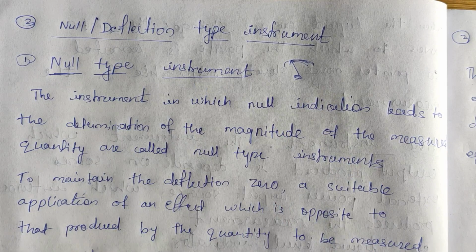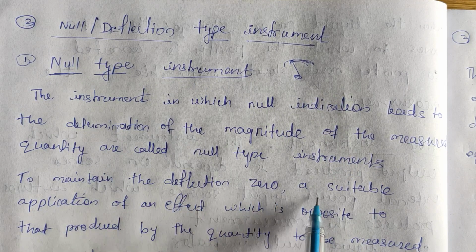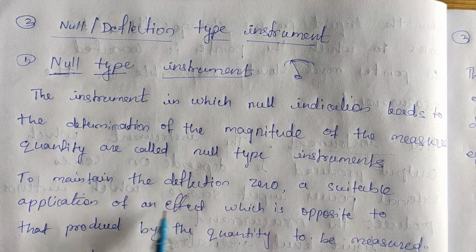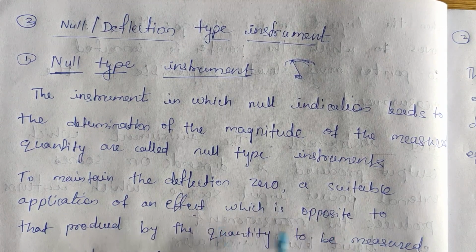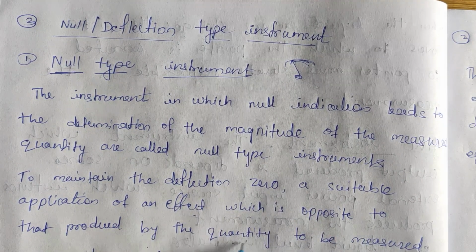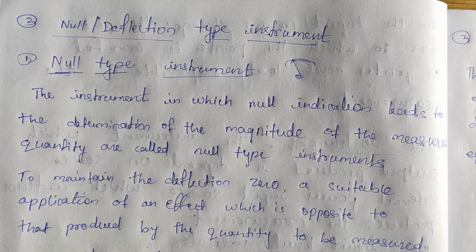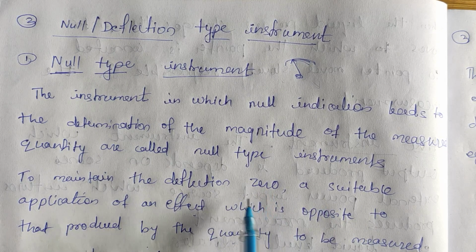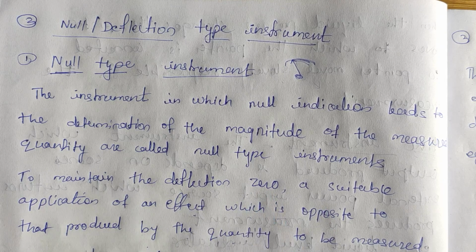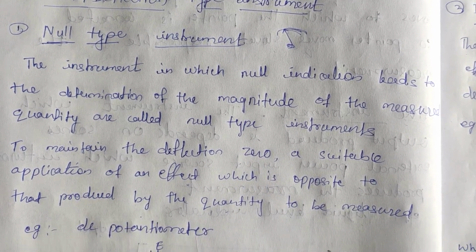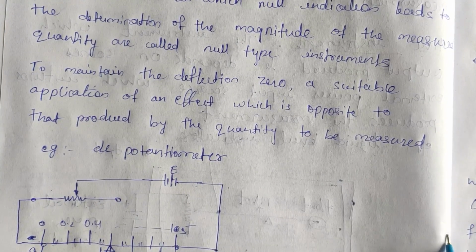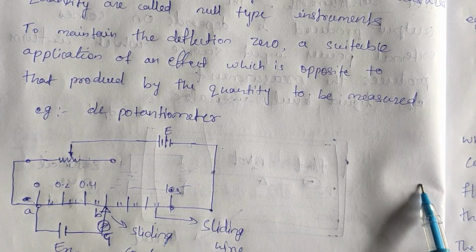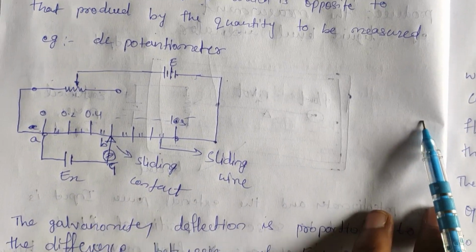Okay, so here, to maintain the deflection at 0, a suitable application of an effect is needed which is opposite to that produced by the quantity to be measured. So to maintain the deflection at 0, we have some external opposition to the produced deflection. That we will see how we will do. So how the potentiometer will do it. The example of null deflection is the DC potentiometer.